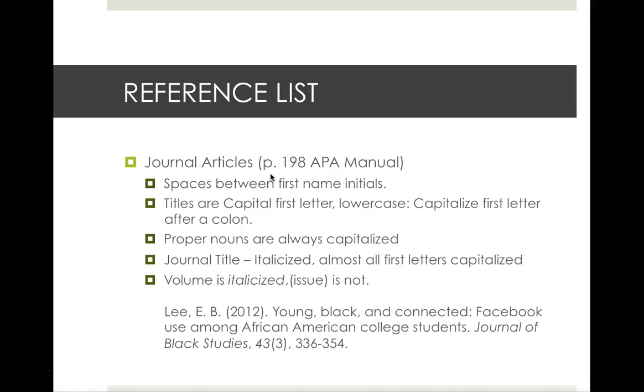You can see that this author, Lee, has a first name and a middle name on her manuscript. So between the E and the B, I've placed a space. I've also capitalized the proper noun African American in the title of the journal article. And then you can see that the journal title itself is capitalized, as is the volume number, but not the issue number, which is located in parentheses.